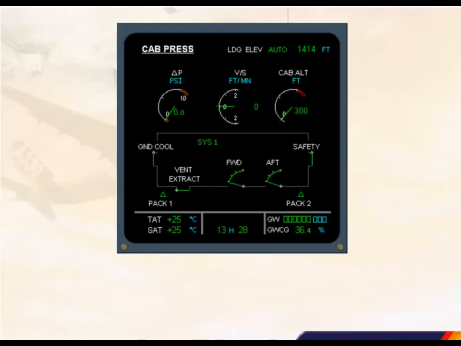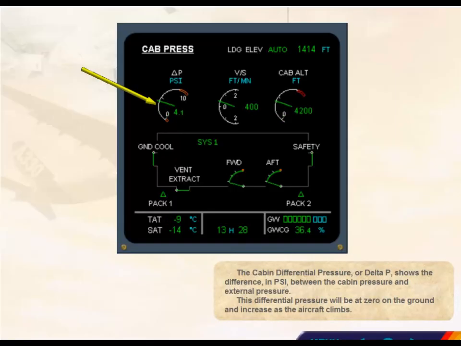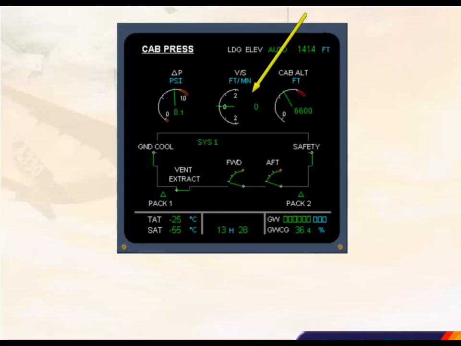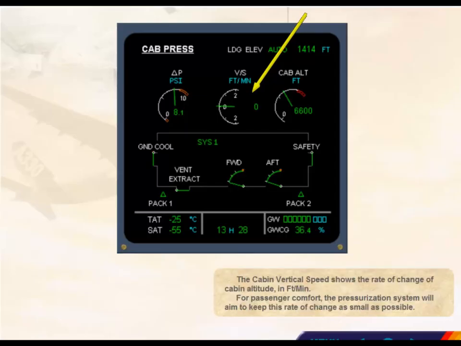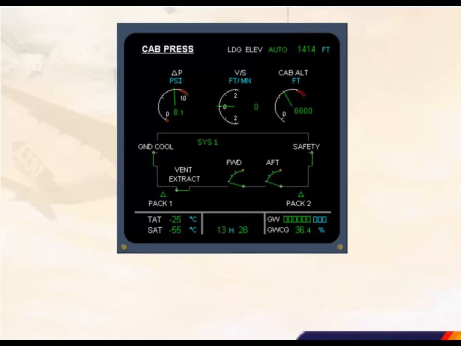The cabin differential pressure, or delta P, shows the difference in psi between the cabin pressure and external pressure. This differential pressure will be at zero on the ground and increase as the aircraft climbs. The cabin vertical speed shows the rate of change of cabin altitude in feet per minute. For passenger comfort, the pressurization system will aim to keep this rate of change as small as possible. The cabin altitude is also shown.